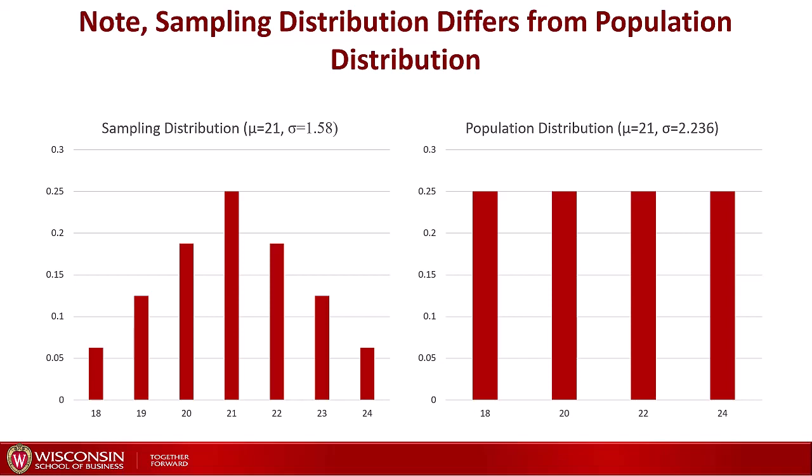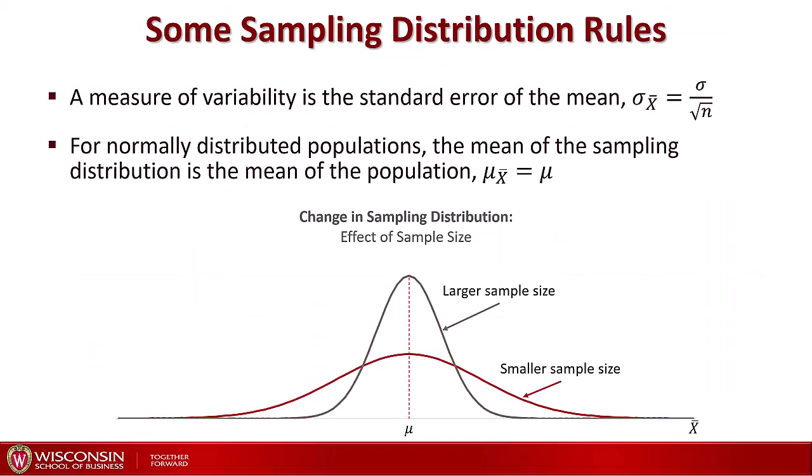Now let's talk about some of the theoretical underpinnings behind sampling distributions. One measure of variability of a sampling distribution for a mean is the standard error of the mean. In the case of random samples, this is simply the standard deviation of the population, if we know it, divided by the square root of n, which is the sample size. For normally distributed populations, the mean of the sampling distribution will be equal to the mean of the population.